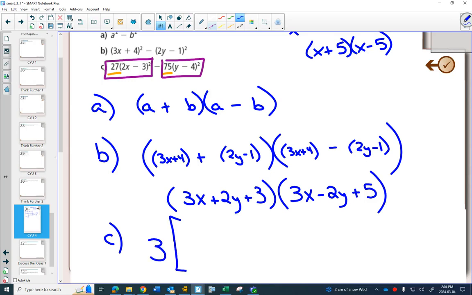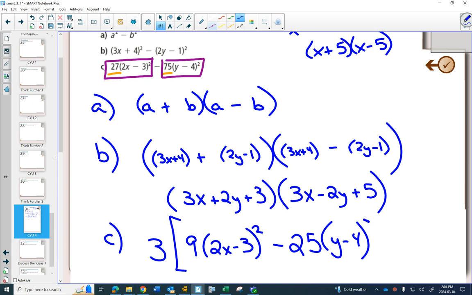well, what would I have left? If I pull a 3 out of the first purple term, I would be left with 9, 2x minus 3 all squared. Minus, and if I pull a 3 out of the second one, I'd be left with 25, y minus 4 all squared.